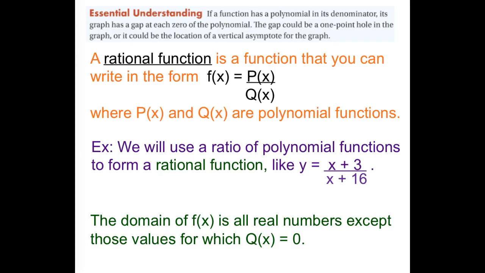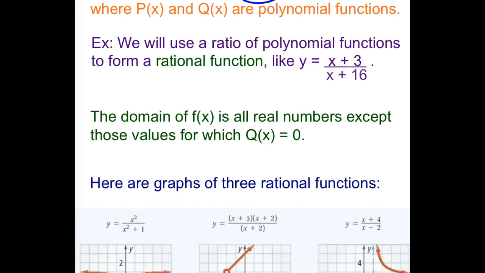It says if a function has a polynomial in its denominator, its graph has a gap at each zero of that polynomial. The gap could be a one-point hole in the graph, or it could be the location of a vertical asymptote. A rational function is one where the numerator is a polynomial and the denominator is a polynomial. We will be looking at things today like this, where we have nice linear binomials for numerators and denominators, but we will get to ones that are a little more involved than that as well.